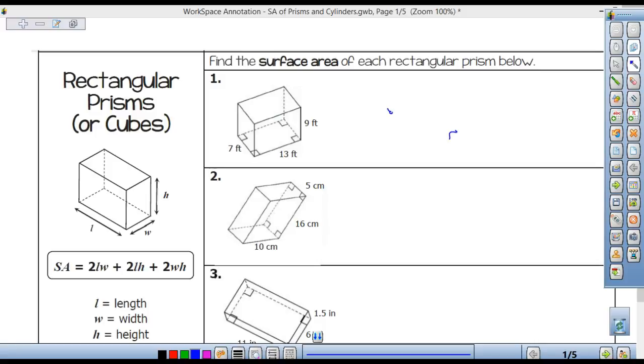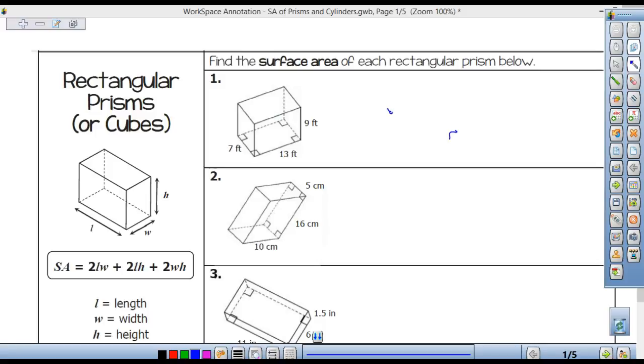Prism. This would be what kind of a prism? A rectangular prism. Good. This is called a cylinder. Good. Because my bases are circles. And then my lateral, we call this our lateral area, is kind of a circular type of deal. So, surface area of these two today.